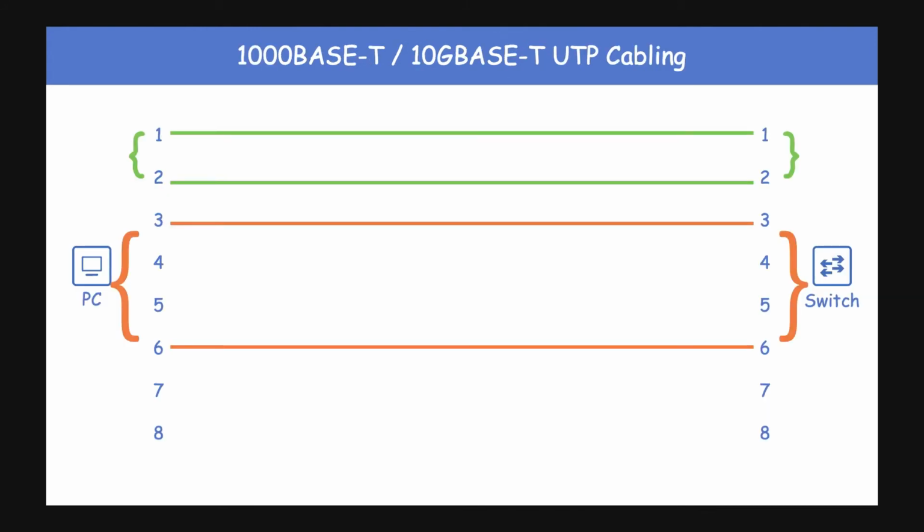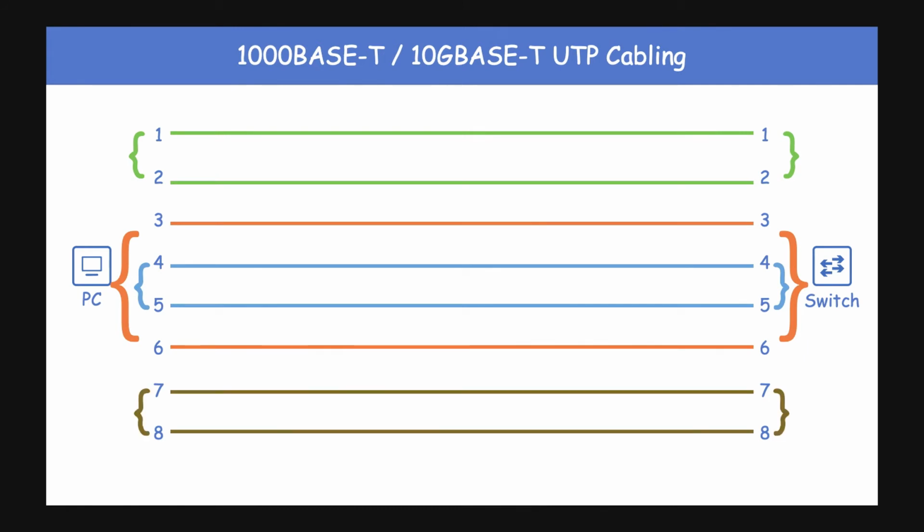Let's turn our attention now to higher speed copper Ethernet cables. We learned that Gigabit Ethernet and 10 Gigabit Ethernet use all 8 wires. Pairs 1, 2 and 3, 6 are used as explained earlier. The other 2 pairs are used in pins 4, 5 and 7, 8. Unlike in Ethernet and Fast Ethernet cabling, in high-speed Ethernet cabling, there are no dedicated pairs for transmission and receiving, but each and every pair is bidirectional. This is part of the reason why they can operate at such high speeds.